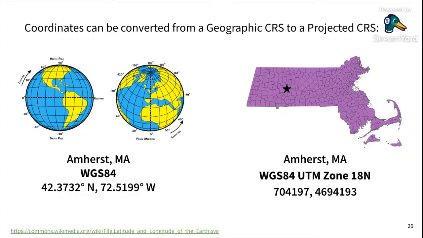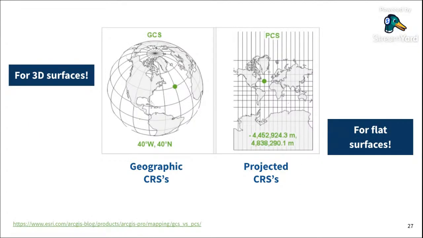But it's important for us to know what's going on and that this is something that the GIS is doing for us. So a quick recap of these two things is that geographic coordinate systems represent the world in a three-dimensional space. They're best for 3D surfaces like a globe, and then projected coordinate systems we'll use when we really care about spatial accuracy and we need to know down to the centimeter, for example, that our location in space is accurate.